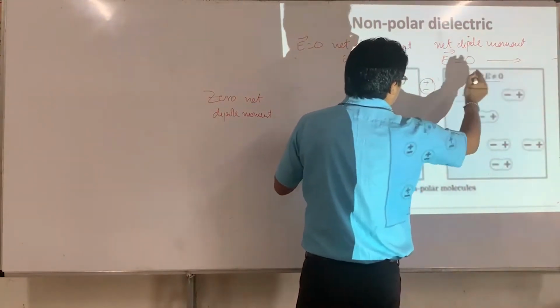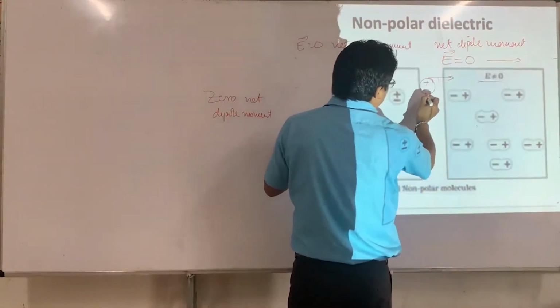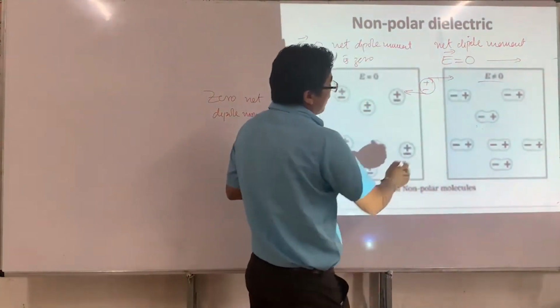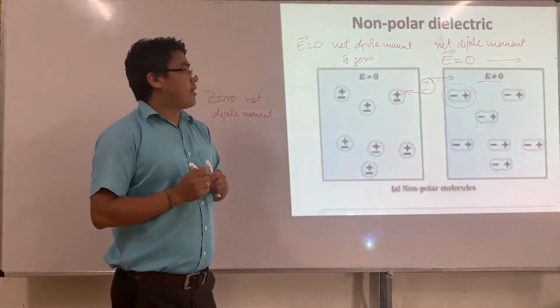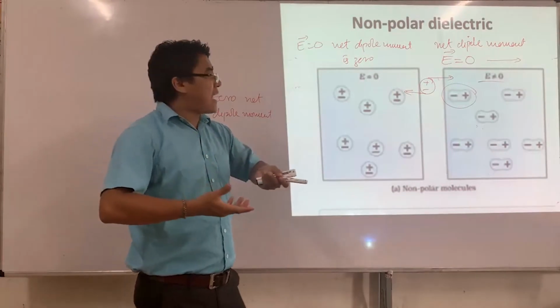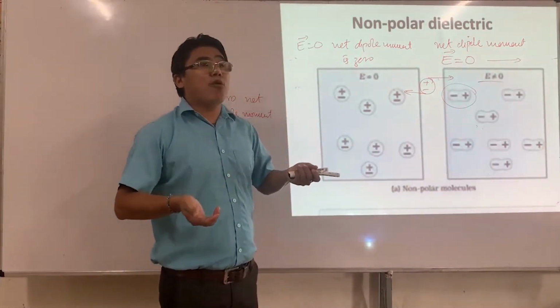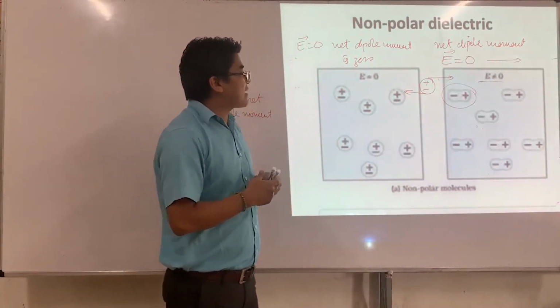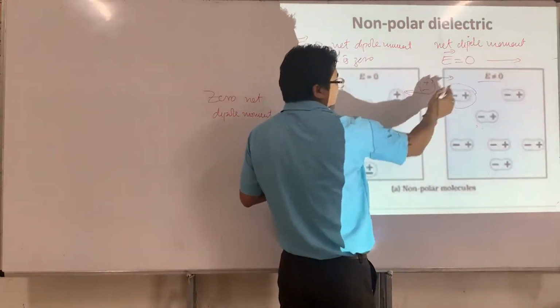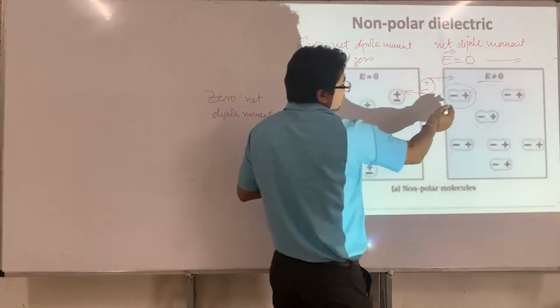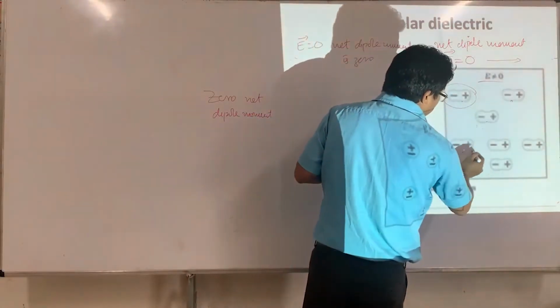Since the electric field is in this direction, positive charge goes in this direction, negative charge goes in that direction. So therefore, a dipole is created. Before applying the external electric field, each molecule has zero dipole moment. Once you apply the external electric field, positive charge goes along the external electric field, negative charge in the opposite direction. So the dipole is created.